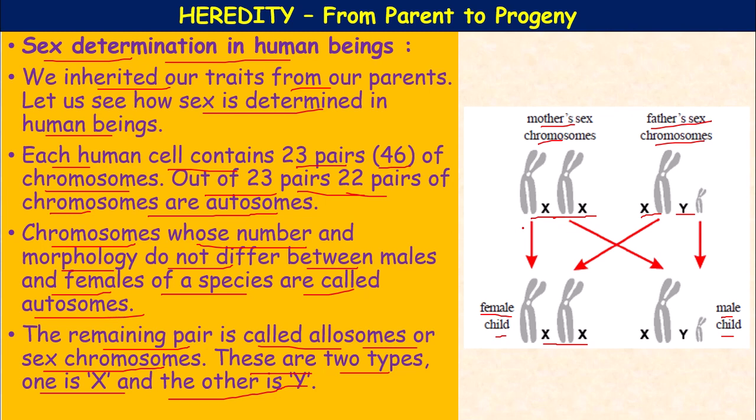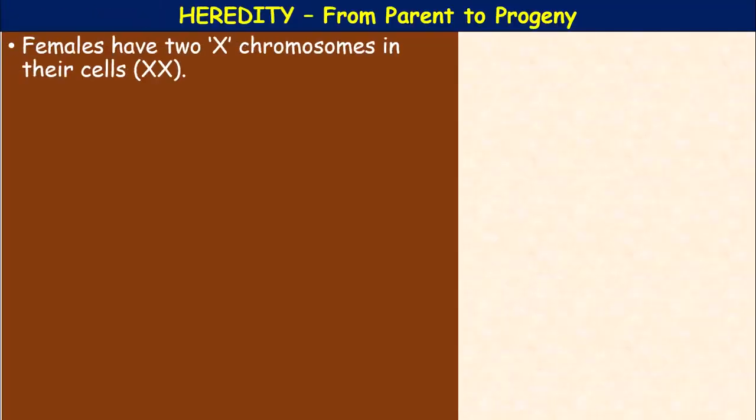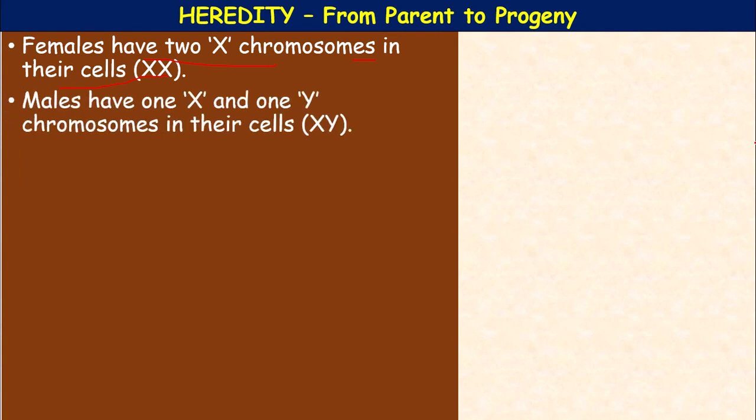The mother has only X chromosomes, but the father has one X chromosome and one Y chromosome, which means some sperms possess an X chromosome and some sperms possess a Y chromosome. So, it is by chance, that is all. The females have two X chromosomes in their cells, that is X and X. The males have one X and one Y chromosome in their cells.